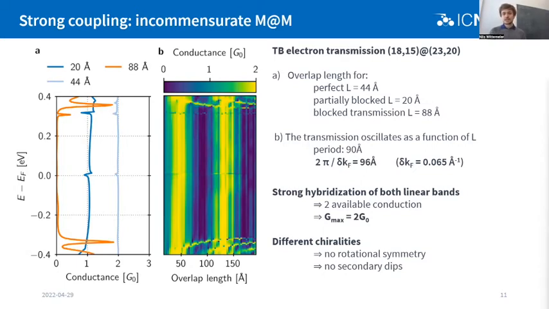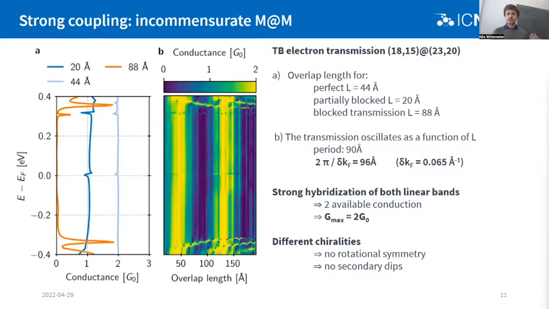In this case, we do not see this reduction of the conductance down to 1G0 as we had seen in the previous case. The reason for this is that in this particular nanotube, all of the bands hybridize. There's no localization on one of the tubes or the other tube. So both of the channels in the low energy range can actually contribute to the electron transport, and they do.